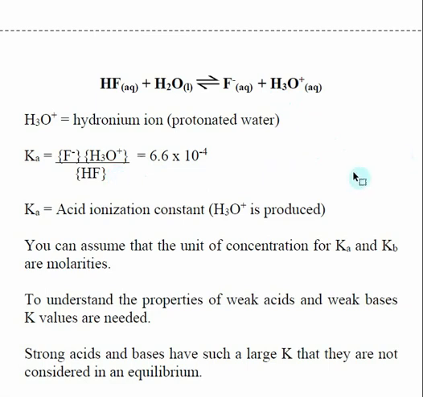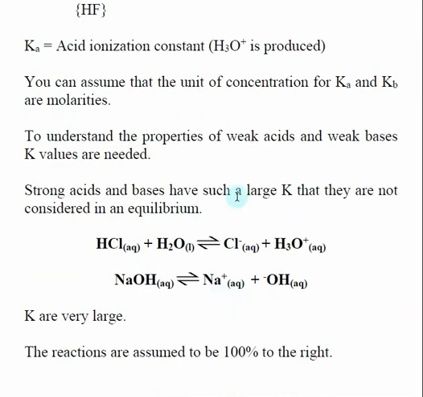So typically when we talk about Ka and Kb values, we are discussing weak acids and weak bases. So to be able to understand the properties of weak acids and weak bases, we need to know their equilibrium constants. So with strong acids and strong bases, they are technically still involved in the equilibrium, but the K value is so large that we can discount it. So if we look at a strong acid like HCl or a strong base like NaOH, the K values are extremely large, and this means that the equilibrium is pushed virtually all the way to the right. So we don't need to involve an equilibrium expression.